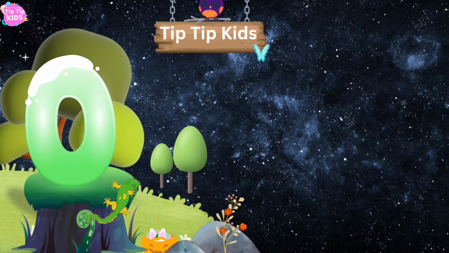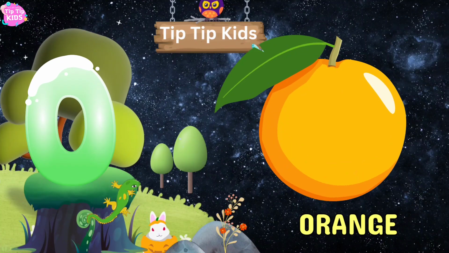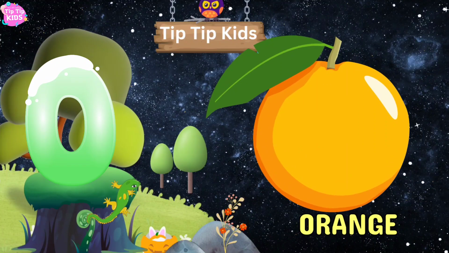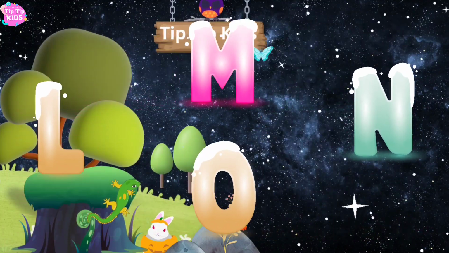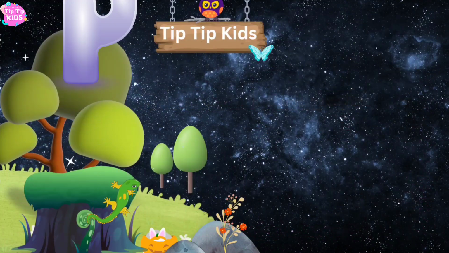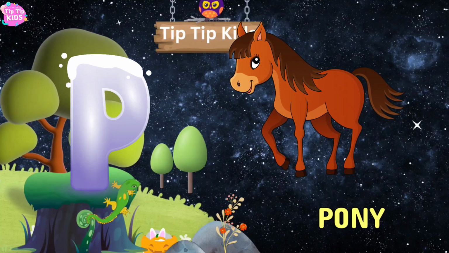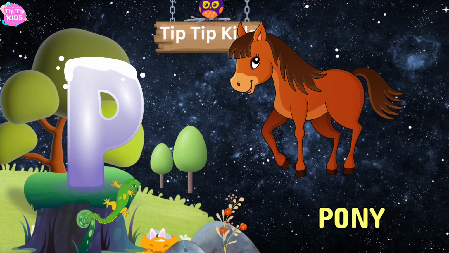O is for orange, o, o, orange, o, o, orange, O, orange. P is for pony, p, p, pony, p, p, pony, P, pony.